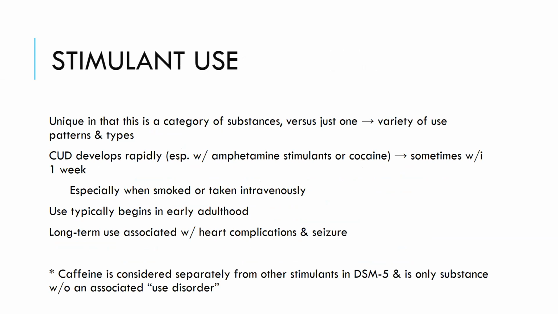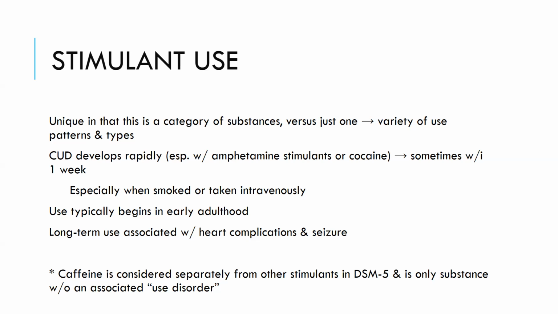Stimulant use is unique in that we have a variety of substances in this category versus just one. And so we've got a real variety in terms of the types of use, the patterns of use. Stimulant use disorders develop rapidly, particularly when dealing with amphetamine stimulants or cocaine. Sometimes they can develop within a week, which is very, very quick.